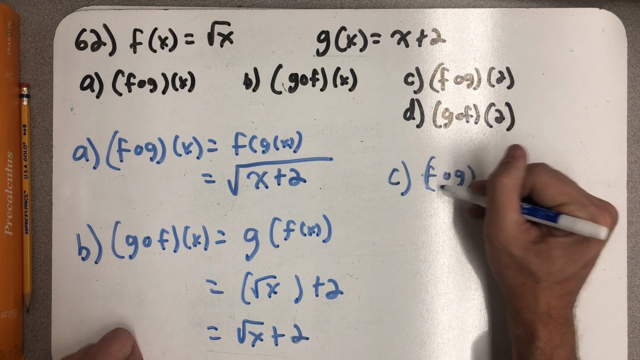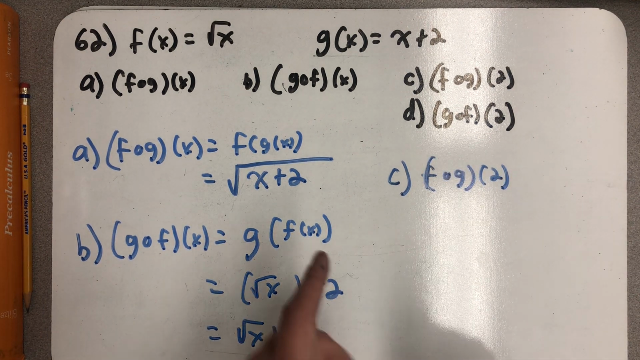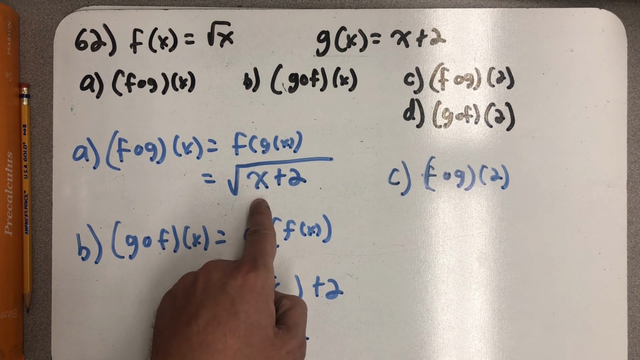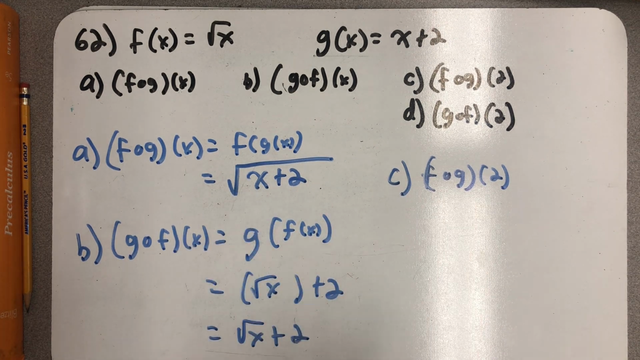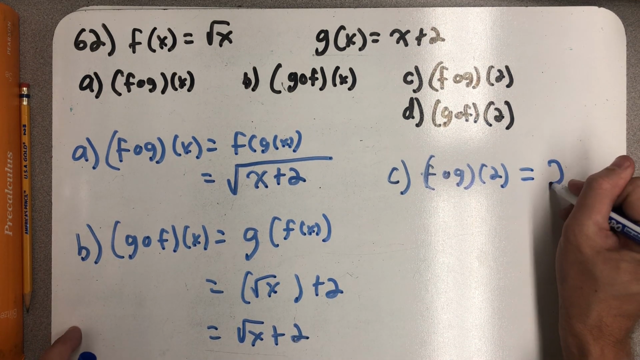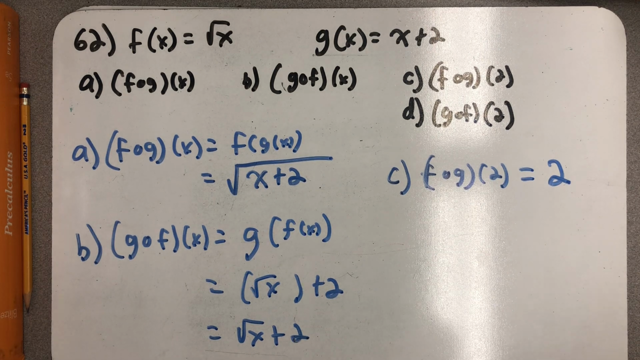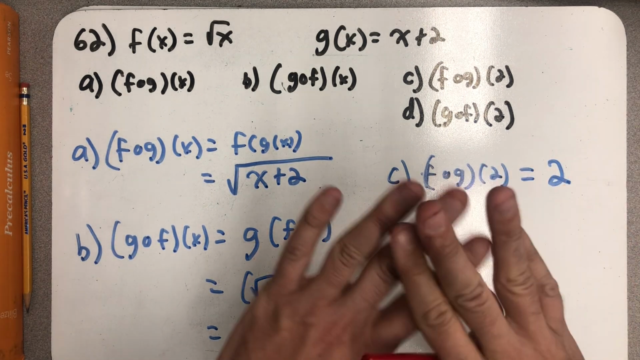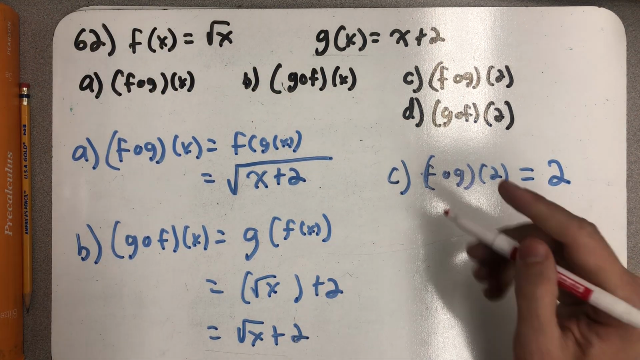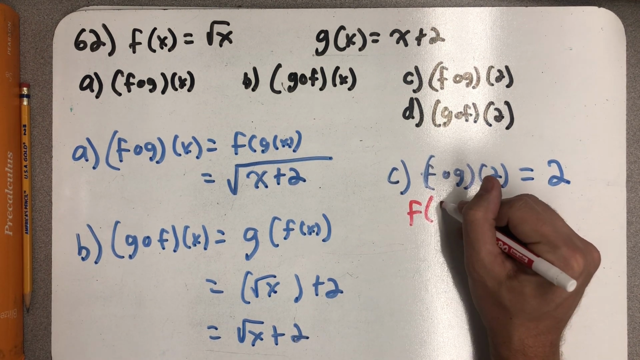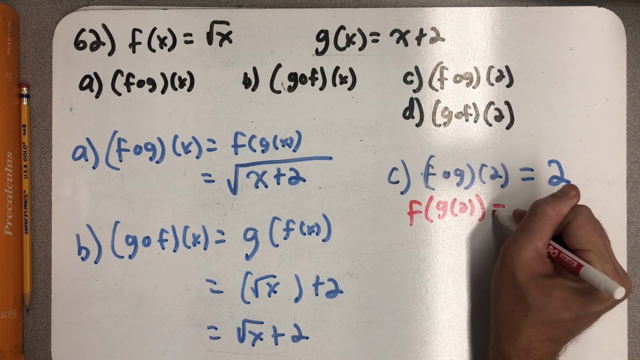F composed with g of 2. Since I've written this formula down, I could just use it. By plugging 2 in there, I get 2 plus 2 is 4, the square root of which is 2. Another approach, though we're done and could move on, is to remember that that's f of g of 2.